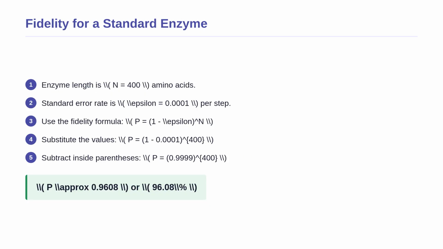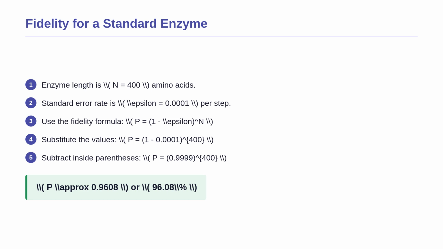Let us see how this probability plays out for a typical protein. A ribosome is translating a moderately sized enzyme that is 400 amino acids in length. The ribosome has a standard error rate of inserting 1 incorrect amino acid per 10,000 steps, meaning epsilon is 0.0001. We are asked to calculate the probability that the completely terminated protein is absolutely perfect.